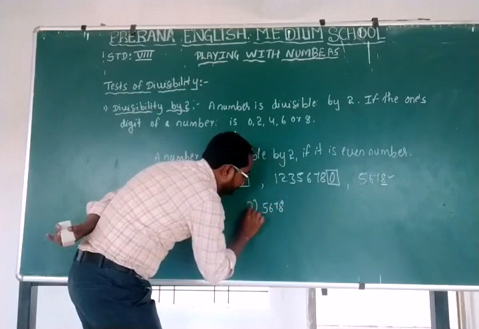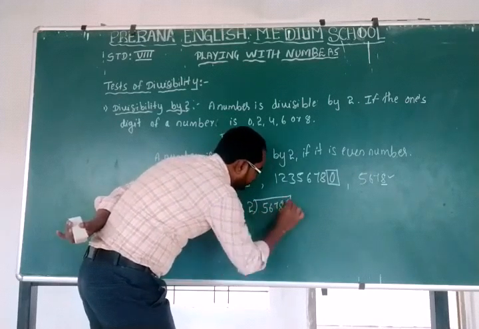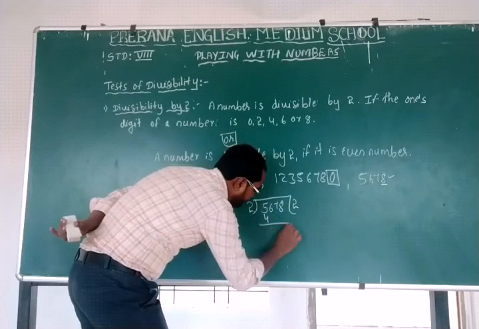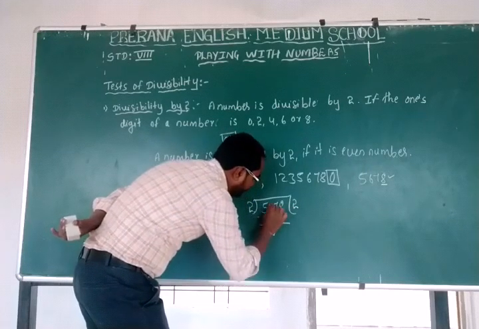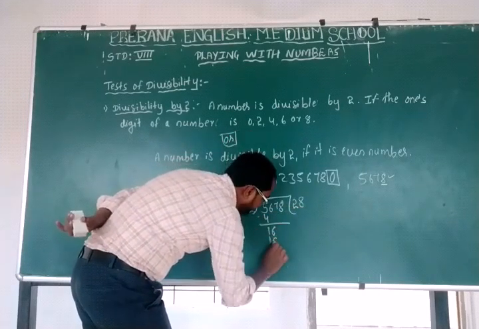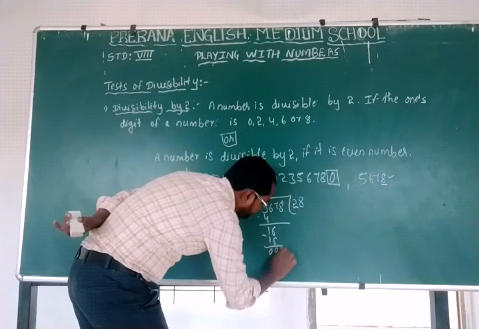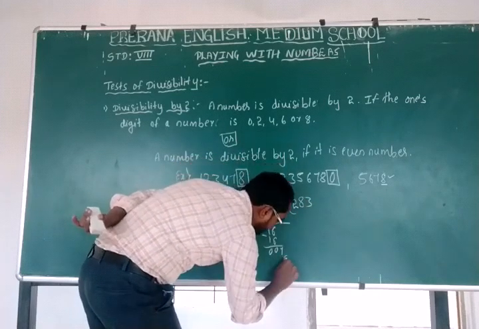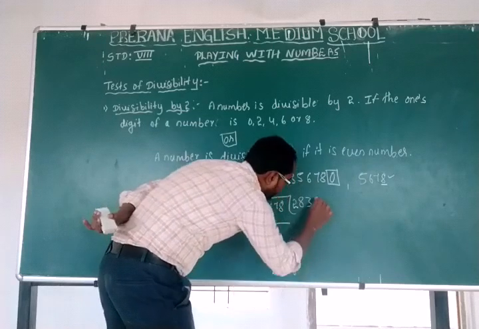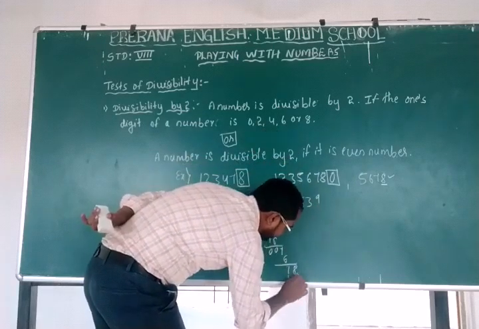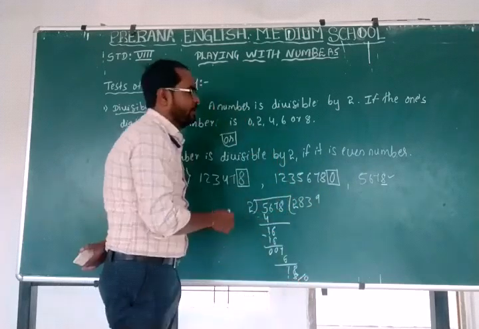Divide it by 2. 2 into 2 is 4. So 1 remains, 6 will come. 2 into 8, 16. So 0. Next will be 7. 2 into 3, 6. 1 remains, 18. 2 into 9 is 18. That means the remainder is completely 0.